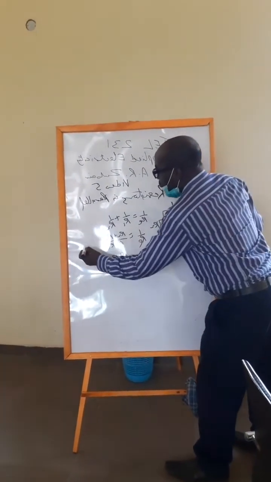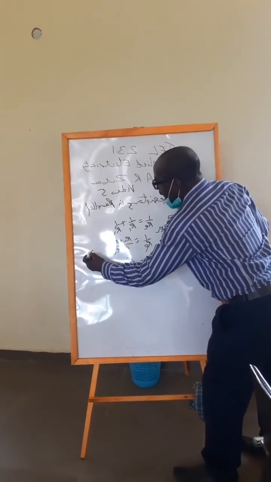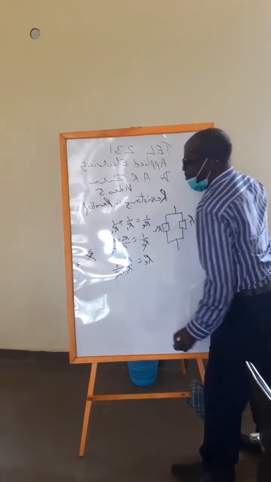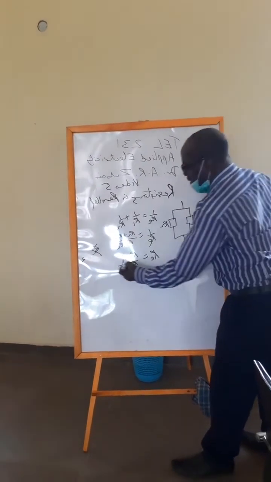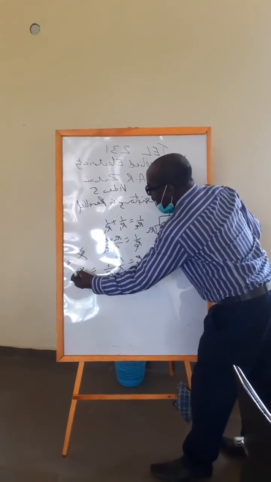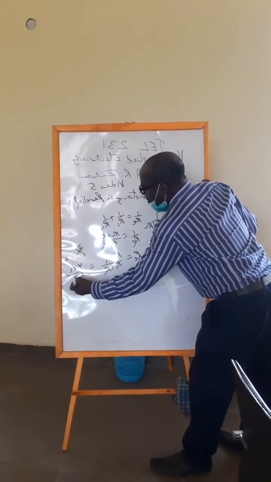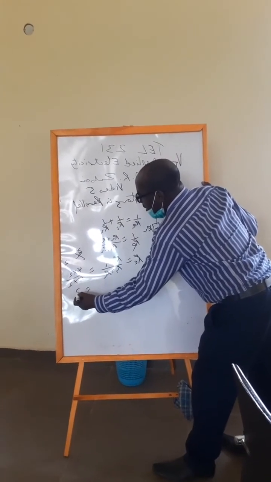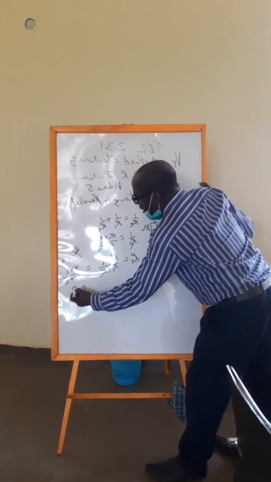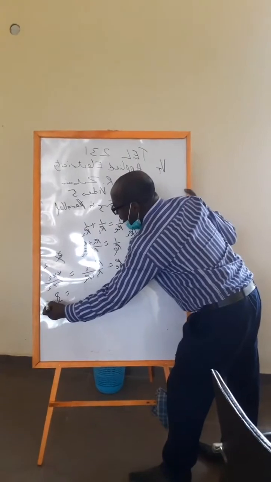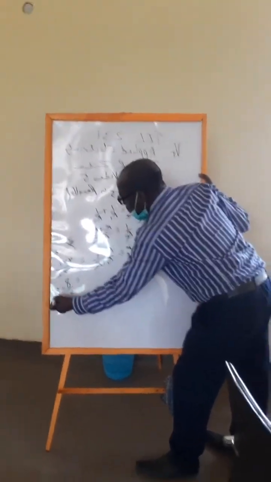Suppose I have 2 ohm, 4 ohm and 2 ohm in parallel. For the 4 ohm and 2 ohm, this will be 4 times 2 over 4 plus 2. This is 8 over 6, which is 4 over 3 ohm.